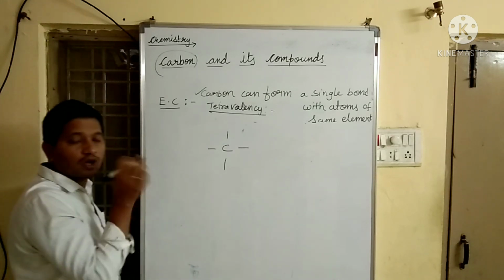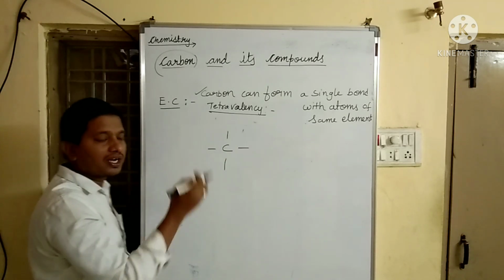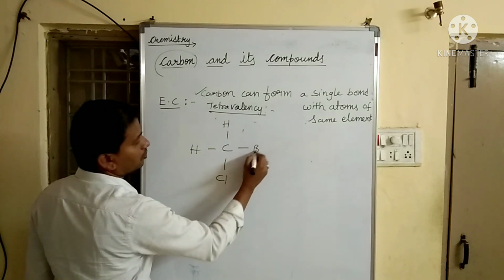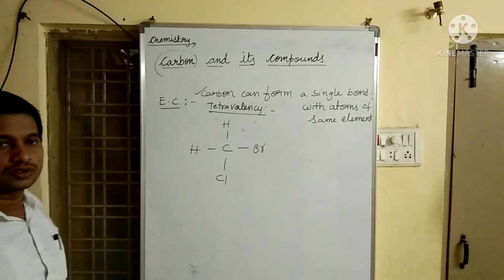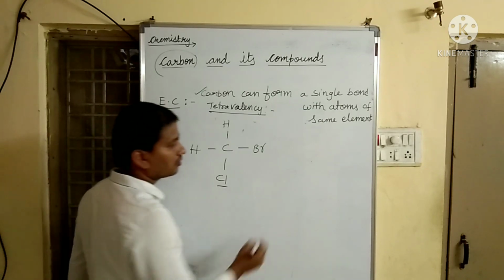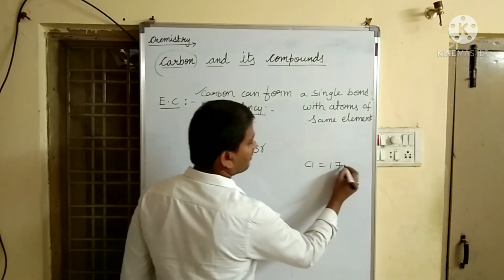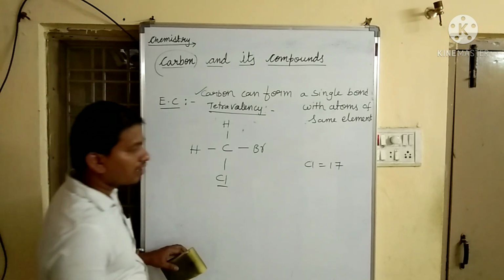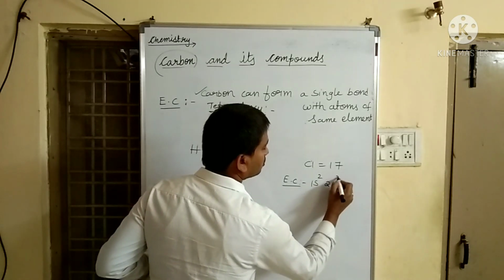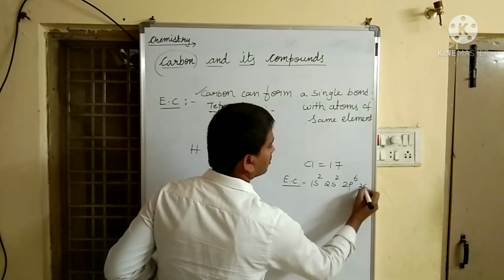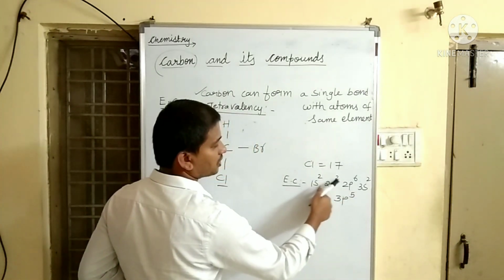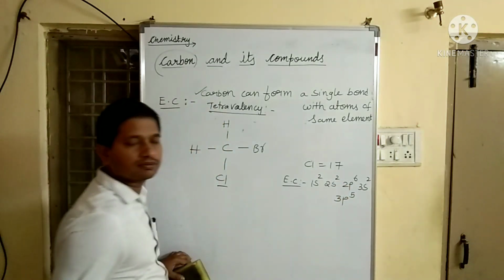Now carbon can form 4 single covalent bonds with different atoms also. For example, C with hydrogen, chlorine, bromine. Suppose you see chlorine, what is the atomic number of chlorine? The atomic number is 17, and its electronic configuration is 1s2, 2s2, 2p6, 3s2, 3p5. 2 plus 2 is 4, plus 6 is 10, plus 2 is 12, plus 5 is 17.